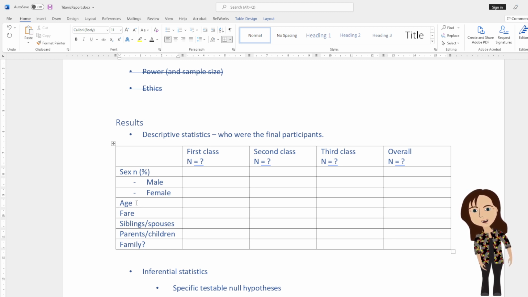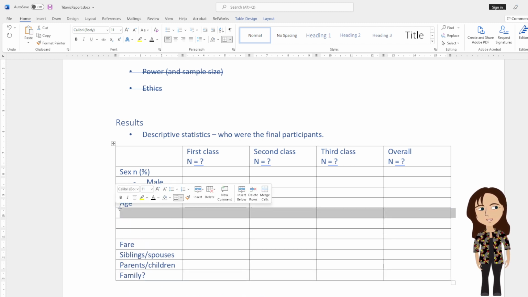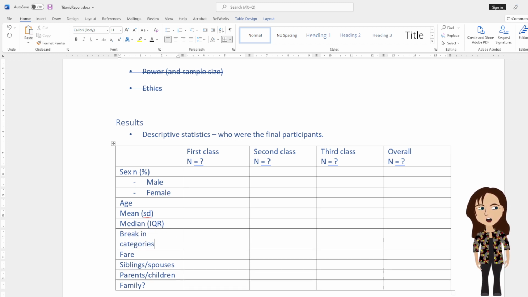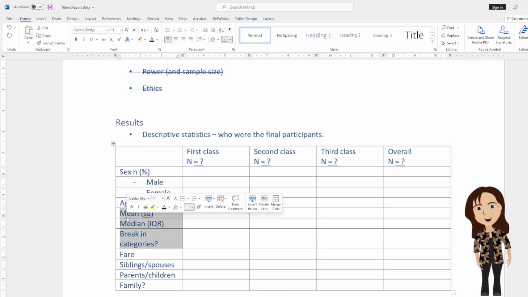Age, now I know we've got that in years, so it's scale or continuous. So we could potentially use mean and standard deviation. Let's write all the options in here because we'll have to think about it. So we could use mean and standard deviation. If it's an odd distribution, we might use median and interquartile range or min and max. But it's also possible that we might want to break into categories. And this is a choice that you can make based on your data and whatever you think makes the most sense.